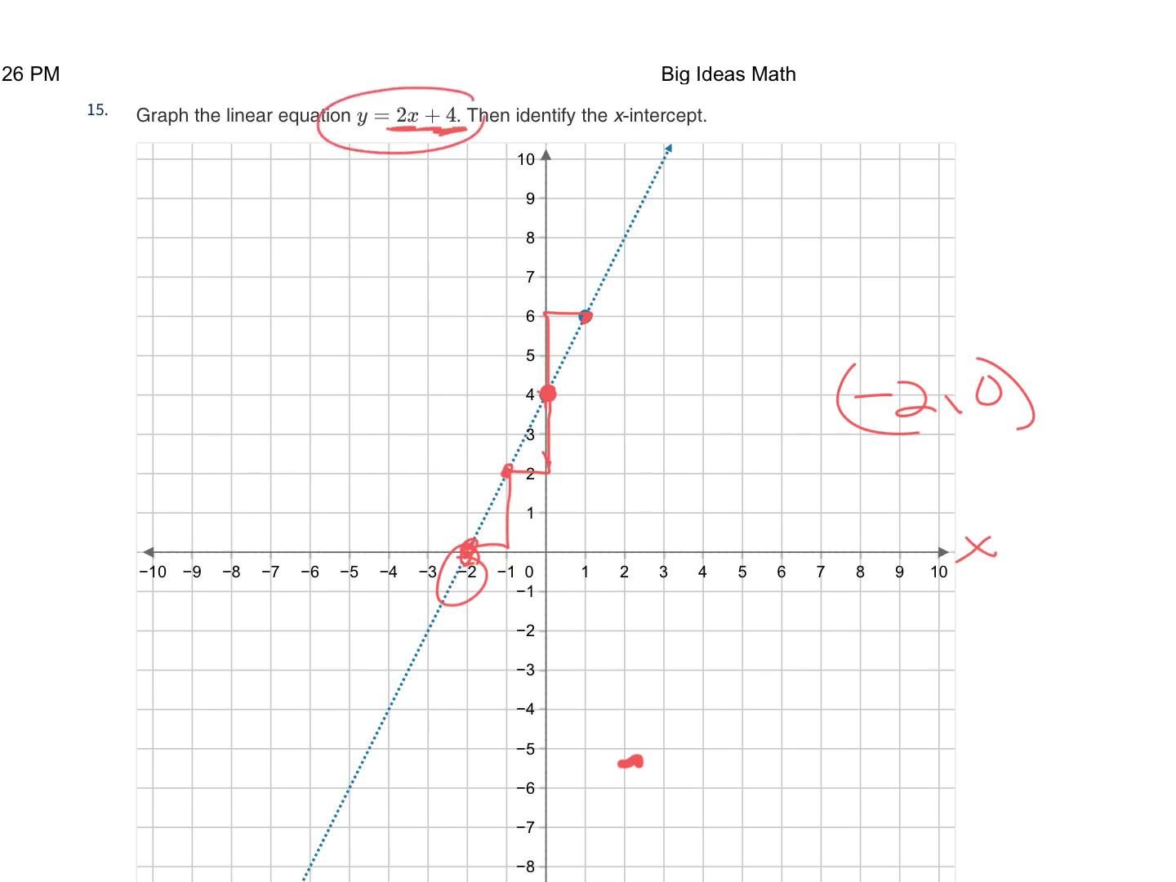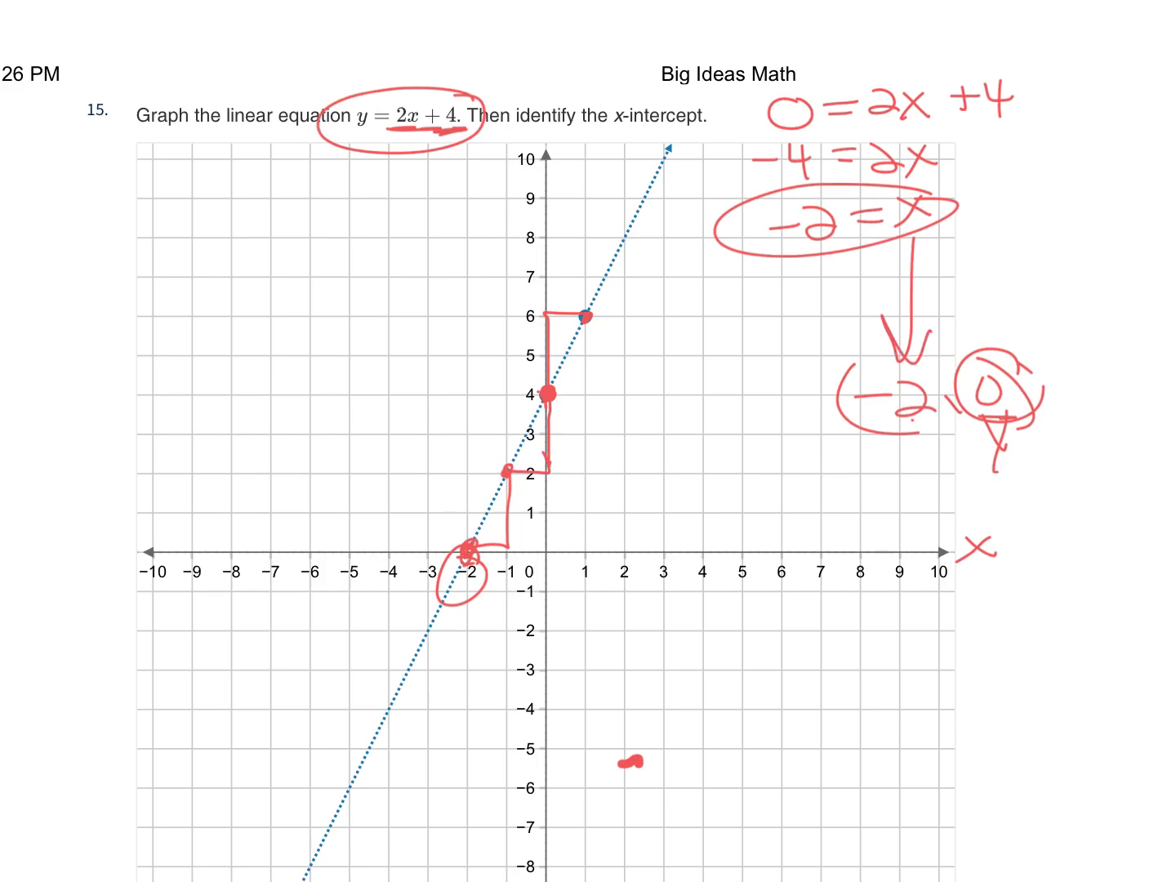Another way you can find the x-intercept without graphing, if you notice at the x-intercept, your y-coordinate's always 0, right? So if I substitute 0 for y and then just solve for x, so -2 equals x, which is what we have. So just a reminder there, you can plug in 0 or substitute 0 for y.